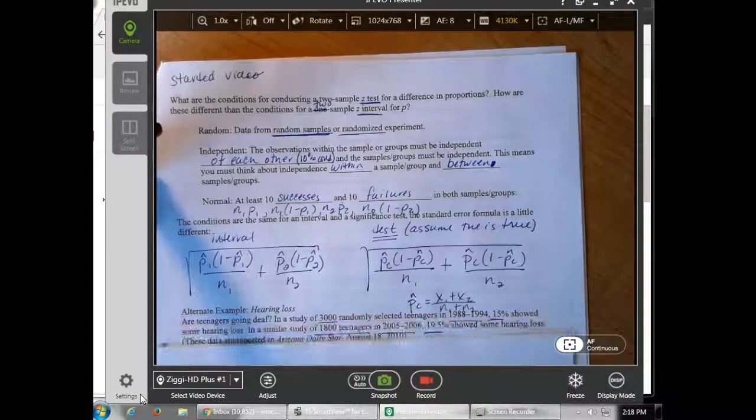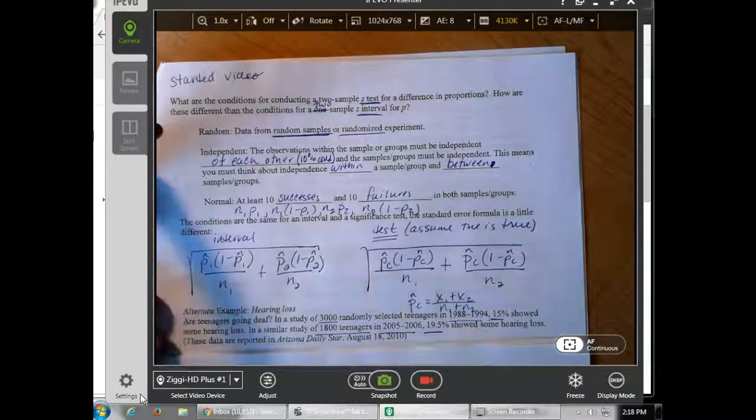So let's do our first example here. Are teenagers going deaf? In a study of 3,000 randomly selected teenagers in 1988 to 1994, 15% showed some hearing loss. In a similar study of 1,800 teens in 2005 to 2006, 19.5% showed some hearing loss. So yes, it appears there's a difference, but is it significant? And especially, can you actually infer that back to the population and say that yes, the population has had an increase in hearing loss? So let's continue on.